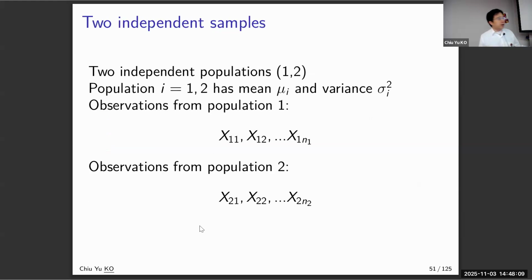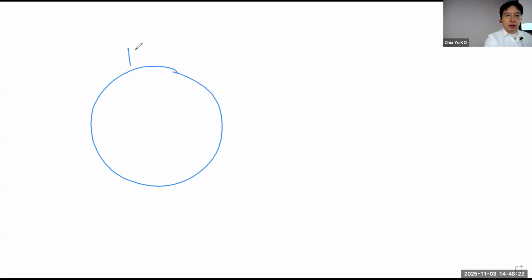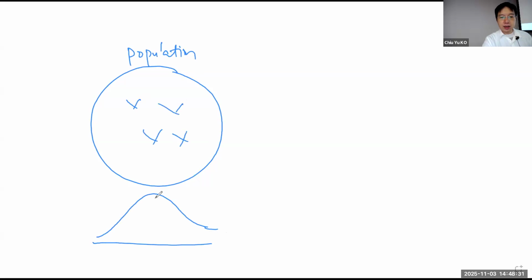Okay, just to remind you, what we're doing is to compare 2 populations. You have a population 1, which itself follows a normal distribution. There is some data there, and the data has a distribution with the mean mu1 and the variance sigma 1 square.